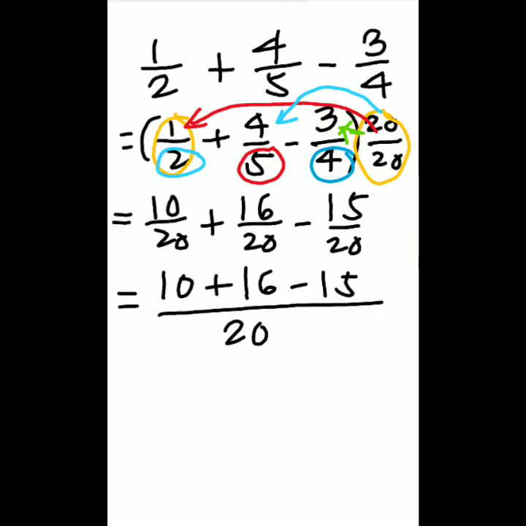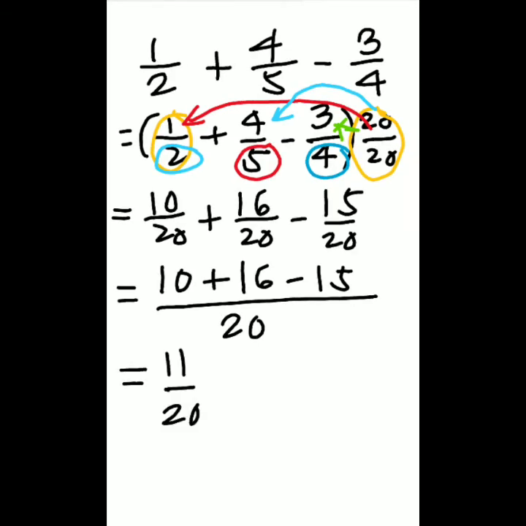Thus, the similar fractions are now 10/20 plus 16/20 minus 15/20. Furthermore, the numerator will now be 10 plus 16 minus 15 all over 20. Therefore, the final answer will be equal to 11/20.